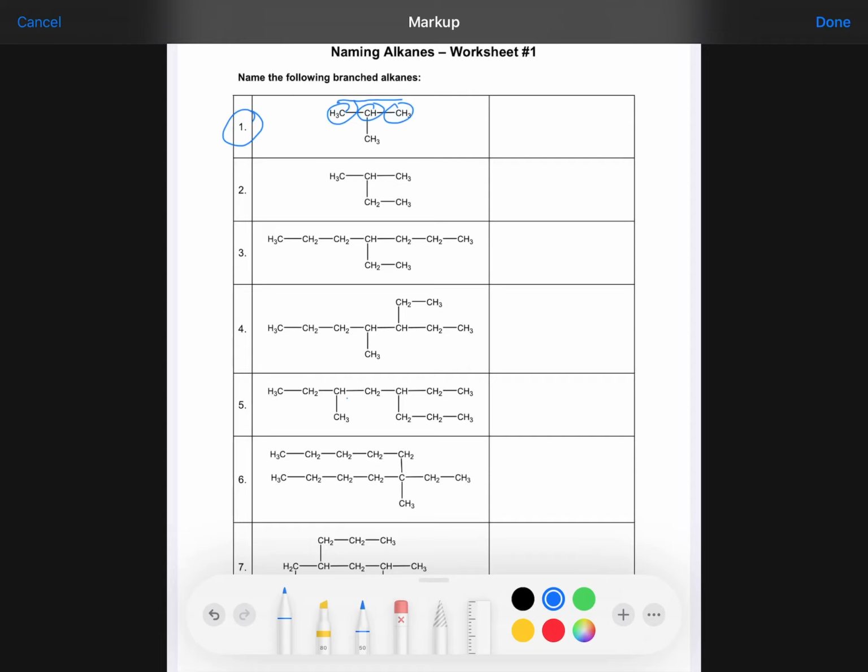chain. If we look at this one, it's pretty tricky because we could say, oh, I have 1, 2, 3, but this right here is a continuous chain. So this continuous chain has 4 carbons. So I will just guide you through finding the longest continuous chain on each of these and then helping you from there.